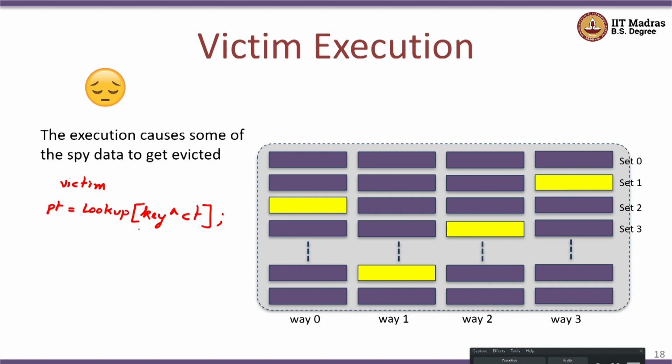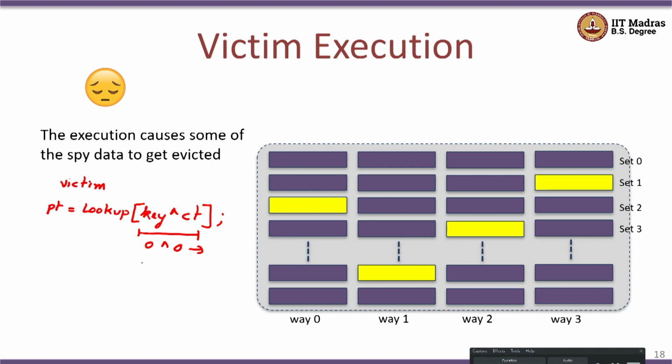Now what we see is that based on these values of key and ciphertext, this lookup would be essentially performed. So for instance, if the key happens to be 0, and let's say the ciphertext also happens to be 0, then the net result would be lookup at index 0, which would cause a very specific cache set to be accessed.